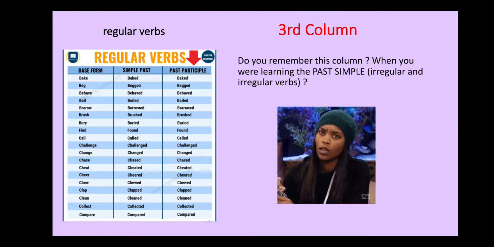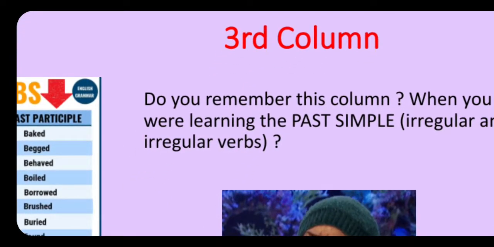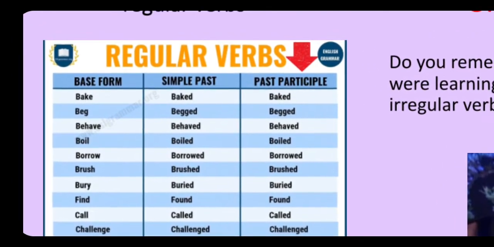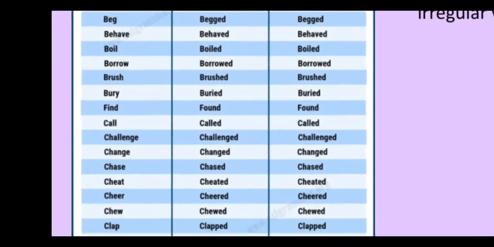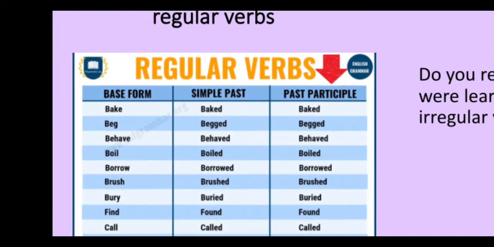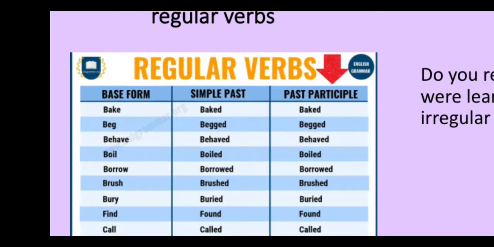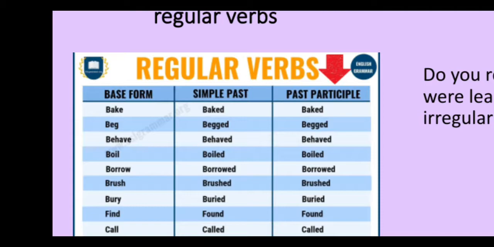Do you remember this column? When you were learning the past simple in the regular and irregular verbs, the third column, we are going to focus today on the third column. We have the first column, which is the base form of the verb. The second column is the simple past, and the third column is the past participle form of the verbs.